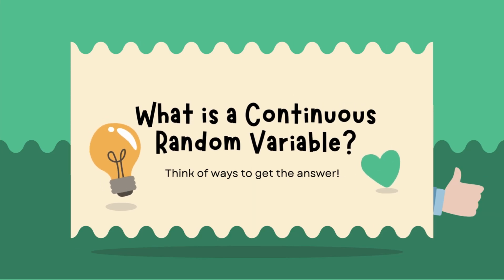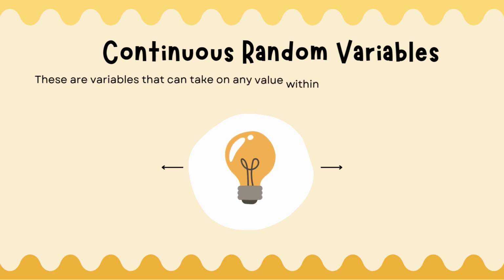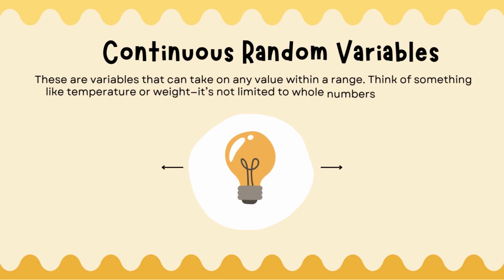What is a continuous random variable? Continuous random variables are variables that can take on any value within a range. Think of something like temperature or weight. It's not limited to whole numbers but can be any value like 37.5 degrees Celsius or 2.8 kilograms.